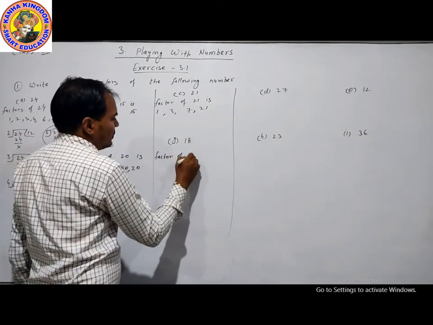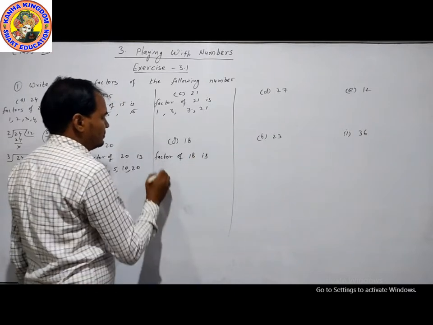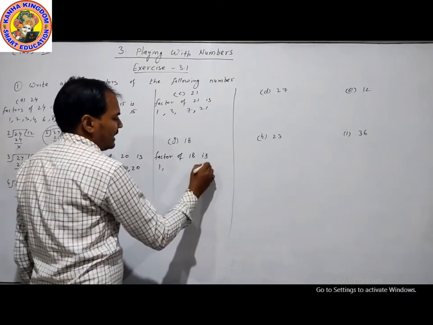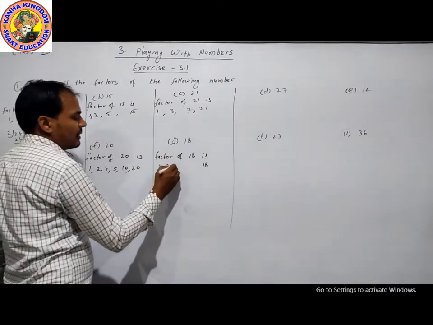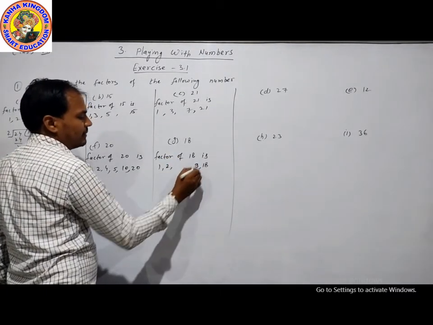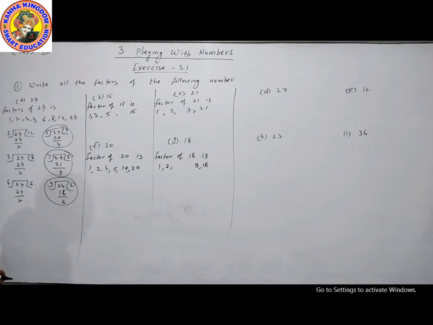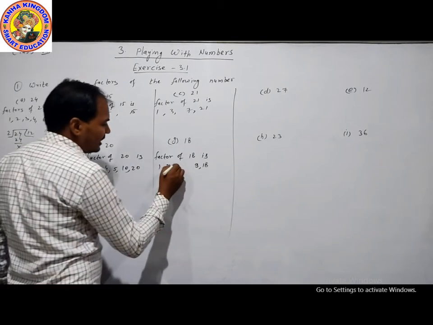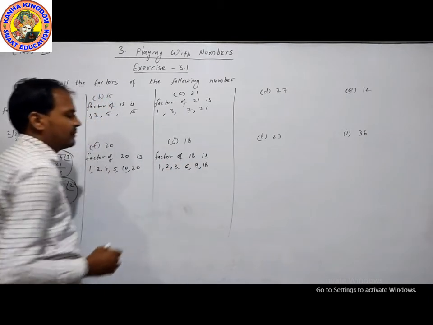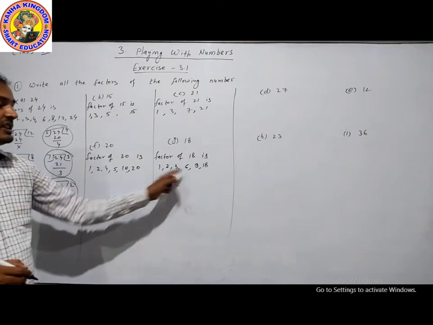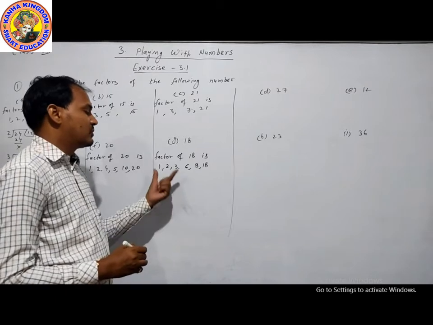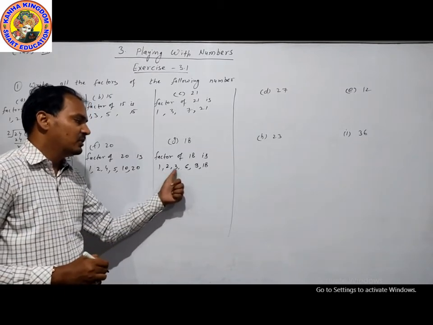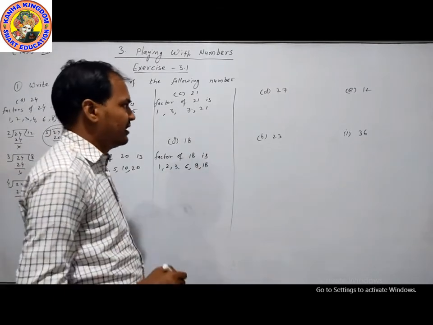Factors of 18: 1 and 18 are our basic factors. Now when we divide by 2, this will be 9 times. So 2 and 9 are our factors. By dividing by 3, this will be 6 times. So 3 and 6 are our factors. Dividing by 4 not possible, by 5 not possible. So the factors are 1, 2, 3, 6, 9 and 18.